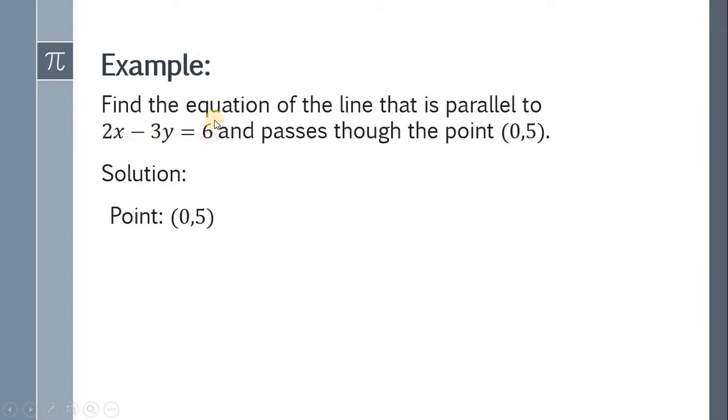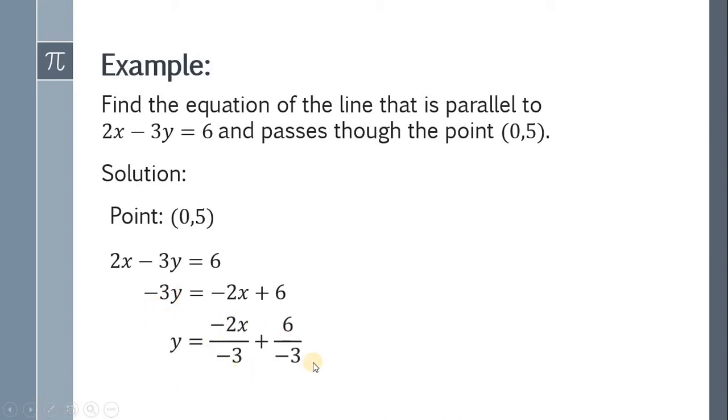Bakit? Kasi wala naman to sa slope-intercept form. So, ilipat muna natin siya sa slope-intercept form. So, madali lang gawin yan. Lipat natin ito sa kabilang side. Magiging negative 3y equals negative 2x plus 6. Next, divide natin lahat by negative 3. Kasi dapat y lang yung nasa kabilang side. So, divide lahat by negative 3. We have y equals negative 2x over negative 3 plus 6 over negative 3.